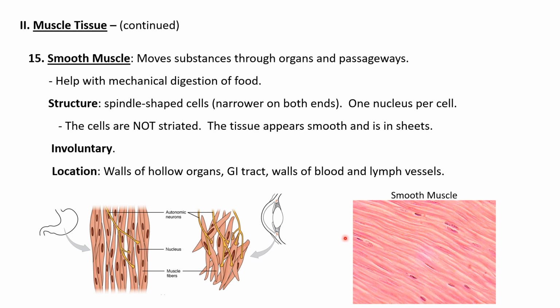This is involuntary. You can't make your stomach wall squeeze whenever and wherever you want it to. It does it on its own. Location, the walls of the hollow organs, the GI tract or digestive tract. That means gastrointestinal tract is the same thing as digestive tract. Also, smooth muscle is in the walls of your blood vessels and your lymph vessels.